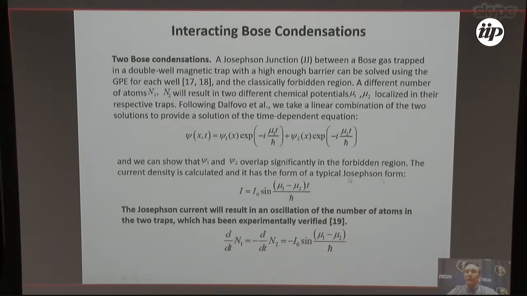This is Brian Josephson, who did this shortly after the BCS theory, which sort of set things on fire. A Josephson current will result in an oscillation in the atoms, and it's been experimentally verified. And I've left a series of references at the end of this talk.